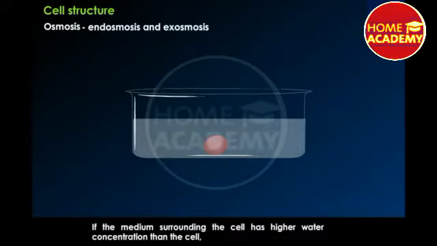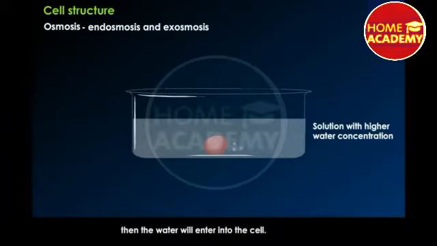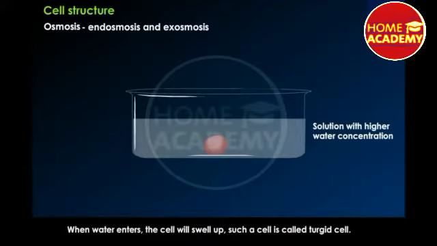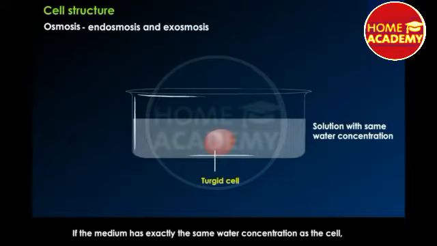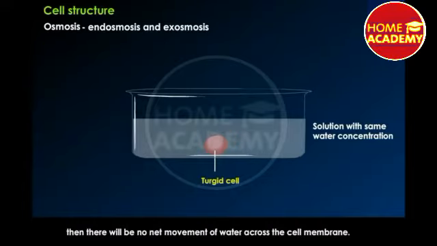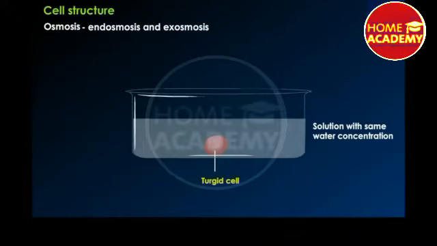If the medium surrounding the cell has higher water concentration than the cell, then the water will enter into the cell. This entry of water into a cell is called endosmosis. When water enters, the cell will swell up. Such a cell is called turgid cell. If the medium has exactly the same water concentration as the cell, then there will be no net movement of water across the cell membrane.